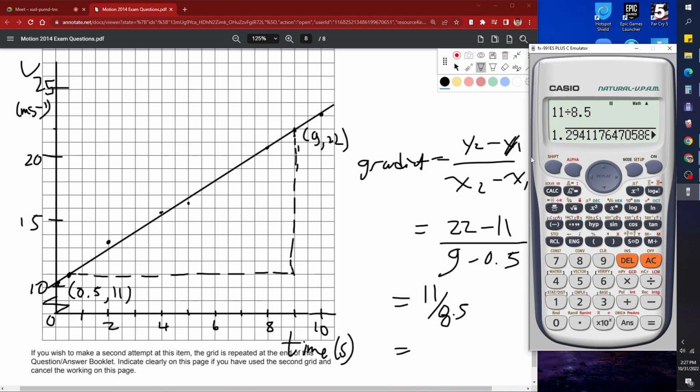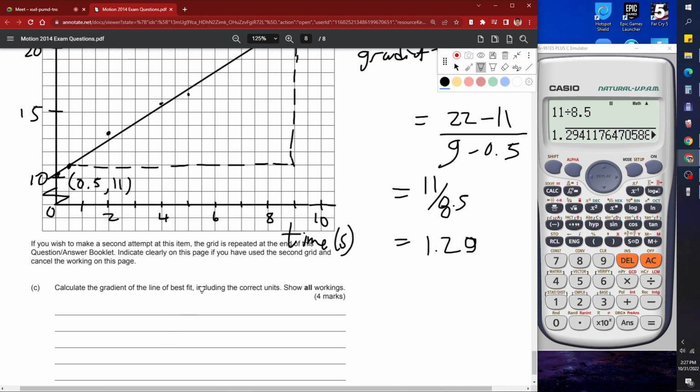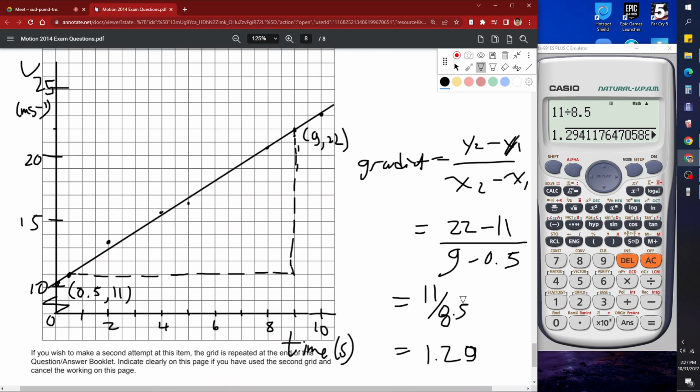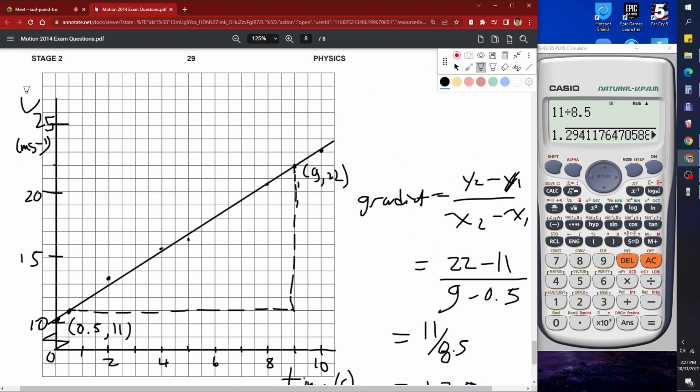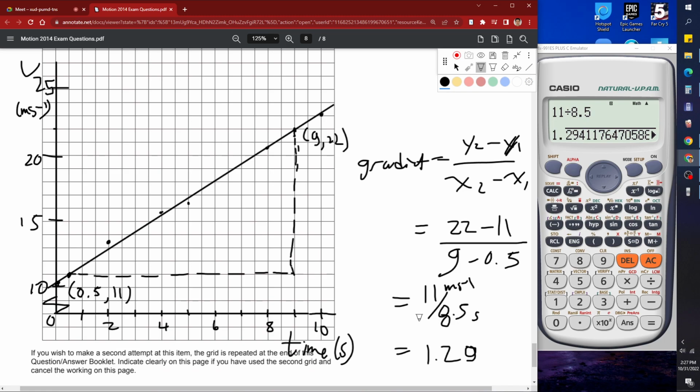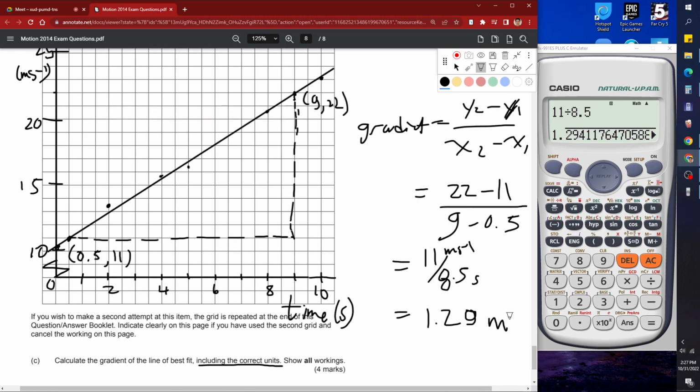So yeah, about 1.29. But it also says include the correct units. Well, what are we doing here? The top, the y, represents meters per second, and the bottom represents unit of time, s. So it's going to be meters per second squared because we're dividing by seconds again, okay?